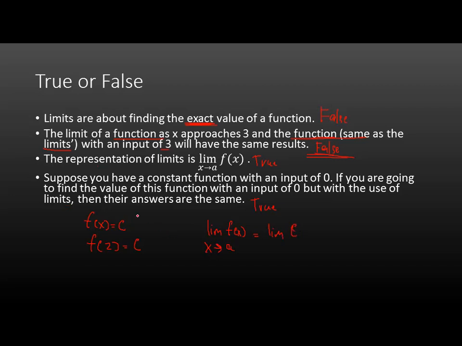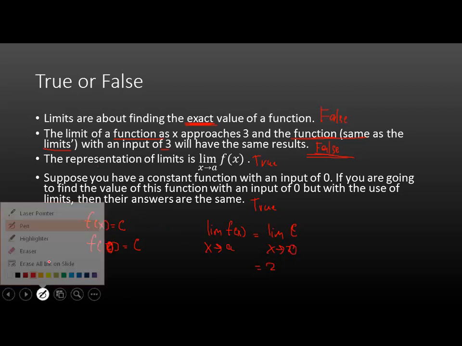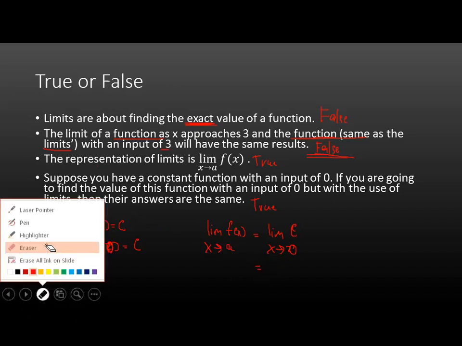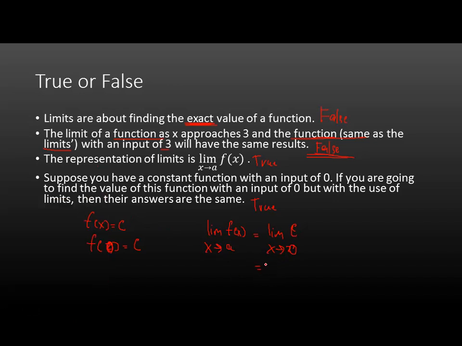The function here is a constant and the input is 2, and you're asked to get the limit. The answer is still 2. So the same thing, if you substitute with 0, the answer is still the... oh wait, I was wrong. Not 2, it's constant. So anyway, if you use the input of 0, the answer is still the constant itself, just like this one. f of 3 is equal to 0. What will be the result? The answer is still 0.